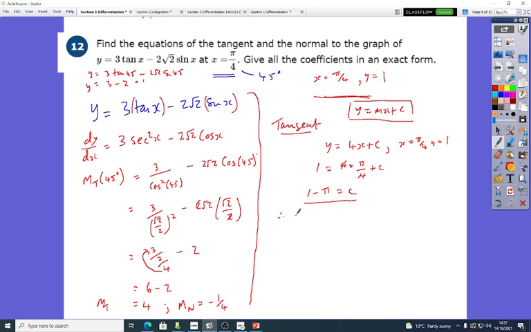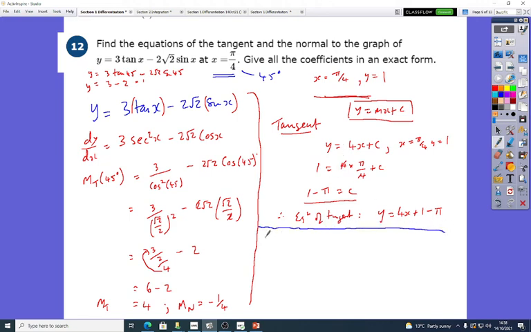Therefore, the equation of the tangent is y equals 4x plus 1 minus pi. Happy days.